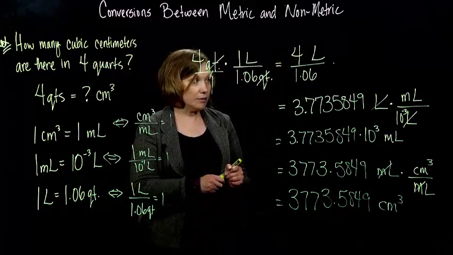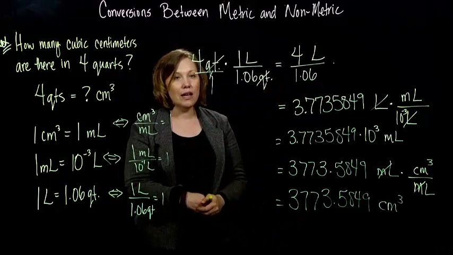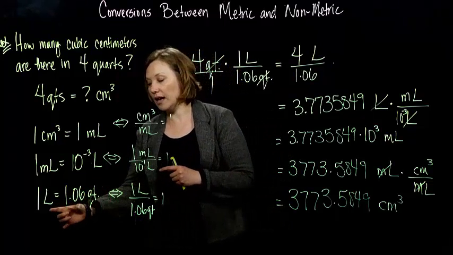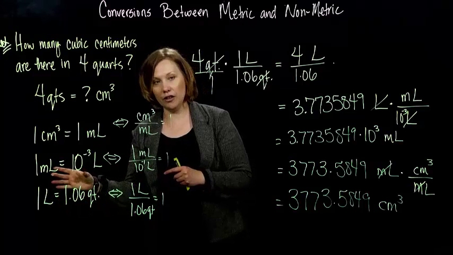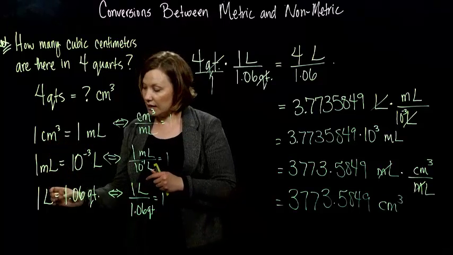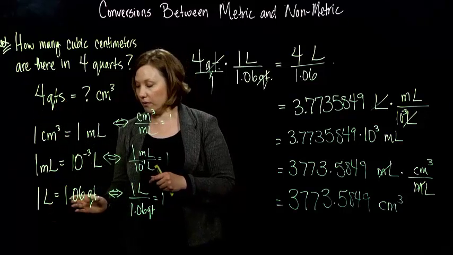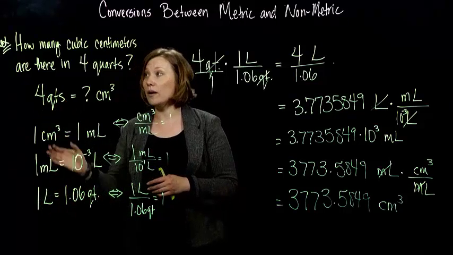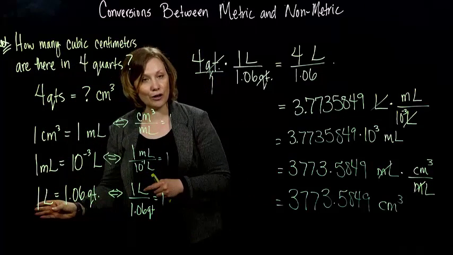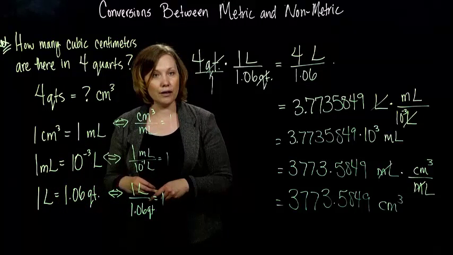So sometimes you have to do several conversions to get to where you want to go. I would say just look at that chart and try to pick out the ones that relate and then see what you need to fill in. So we know cubic centimeters relate to milliliters, and we know we could relate quarts to liters, right? We're starting with quarts. If you're going between metric and non-metric, you want to find something that will convert your non-metric thing or your metric thing to the other system, and then you can convert to where you need to go from there.